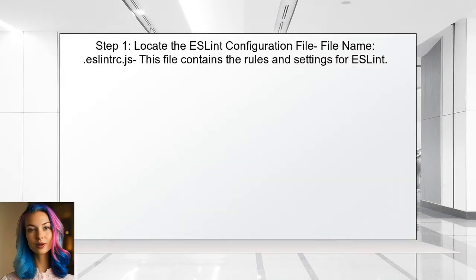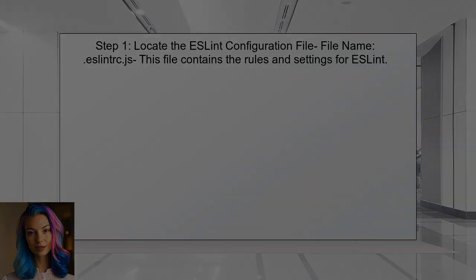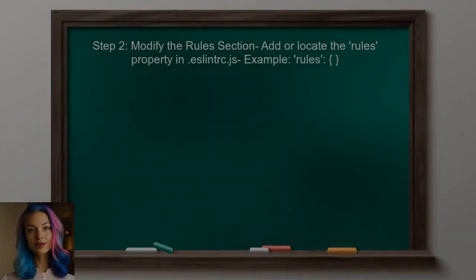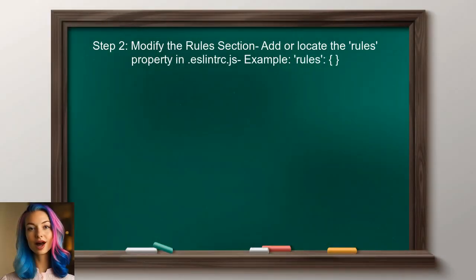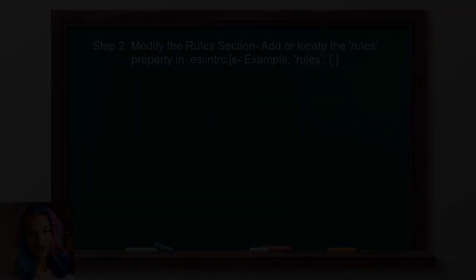To set the default error level to warning in ESLint, the user should first locate their ESLint configuration file, which is typically named .eslintrc.js. Next, the user needs to modify the rules section of the configuration file. They can add a property called rules if it doesn't already exist.